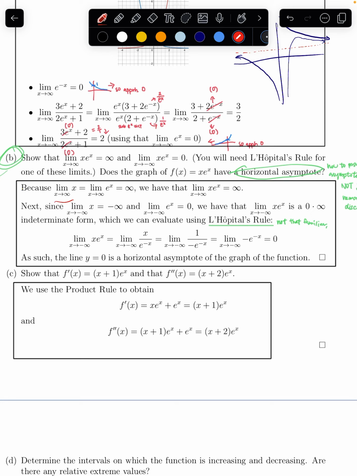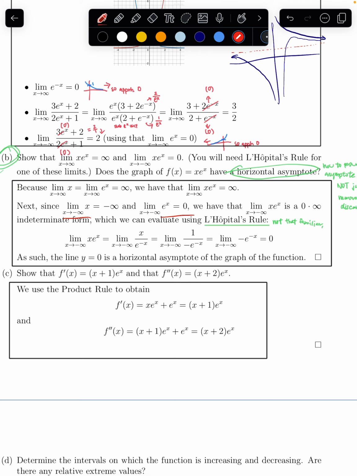Because the limit of x is the same as the limit of e to the x is infinity, we have that limit of x as x approaches infinity is infinity. Negative x, 0, we have the limit of x times e to the x as x approaches negative infinity is 0.